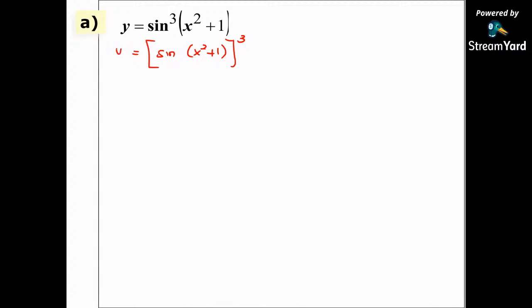So this is y. And if we differentiate something with a power, what happens is that we copy down the power, copy down the function, deduct 1 from the power, and then differentiate the function. So now, dy over dx.